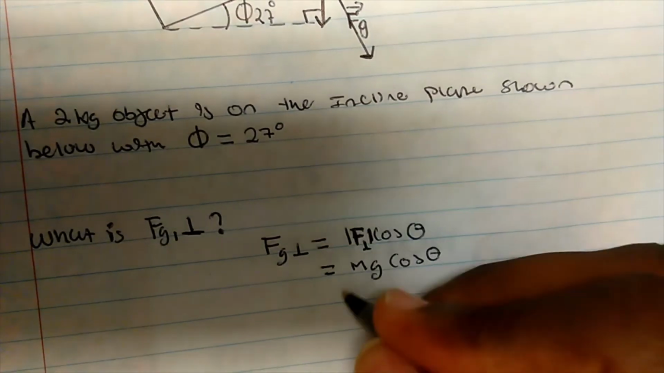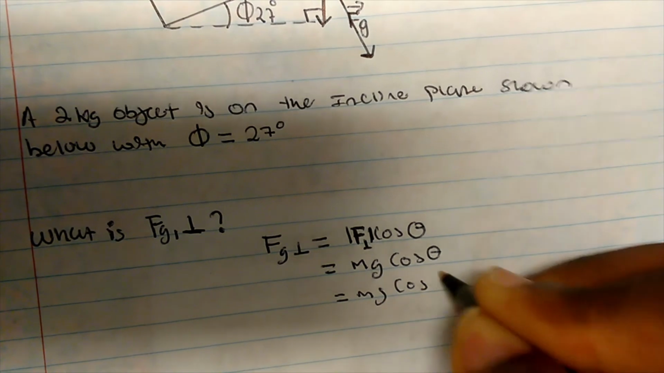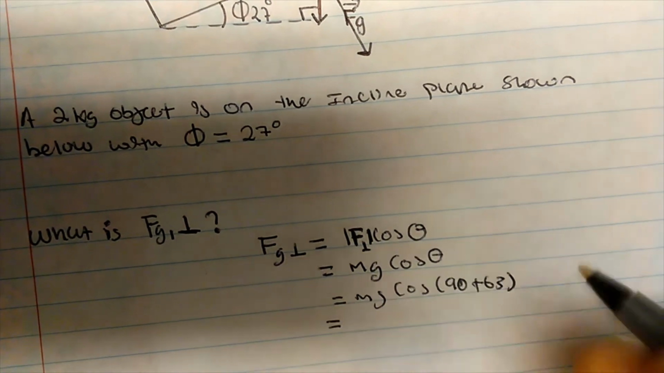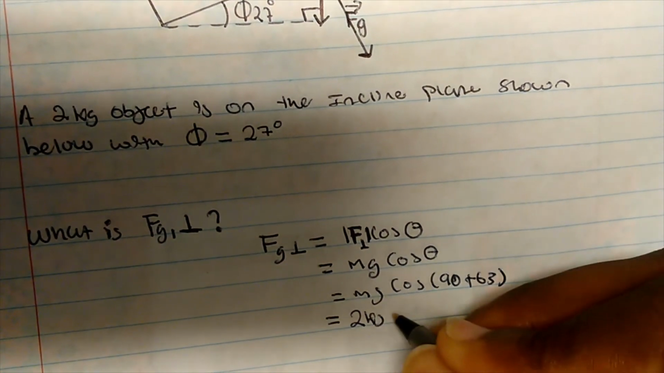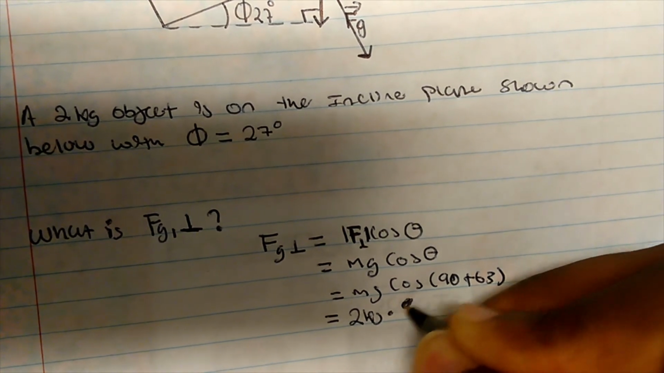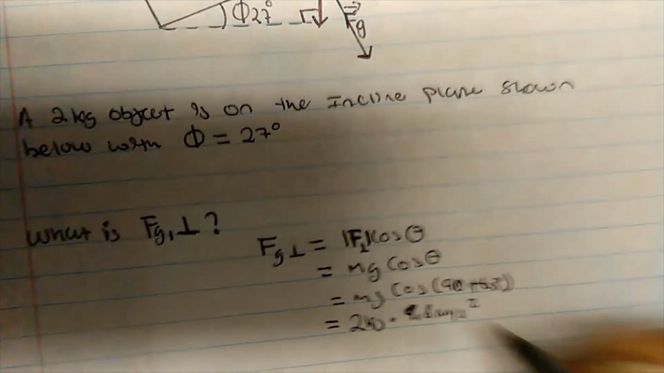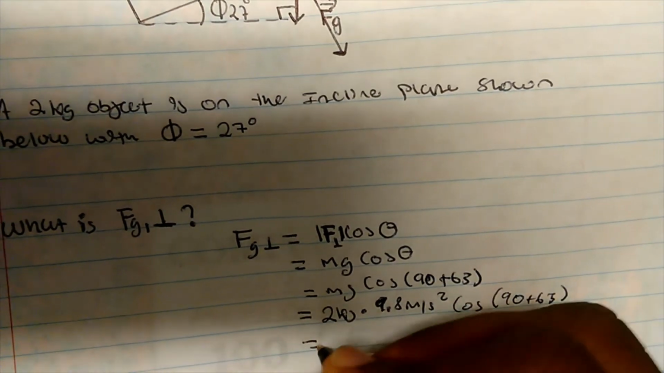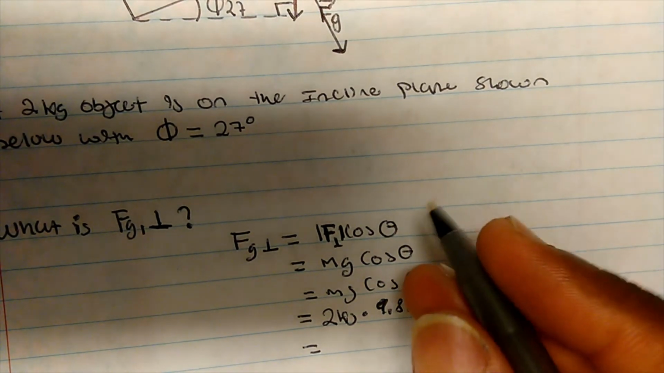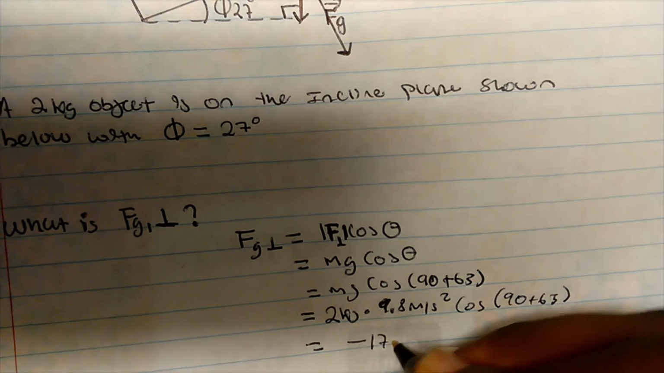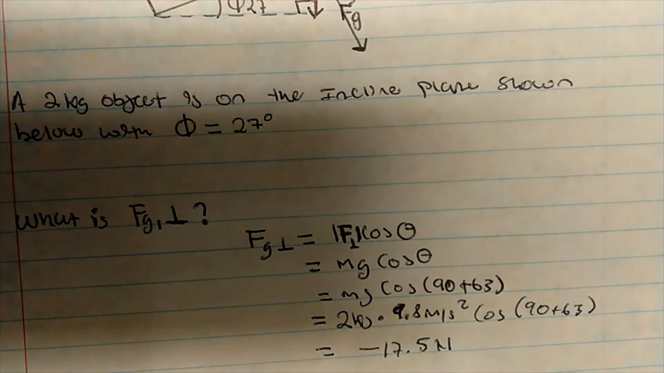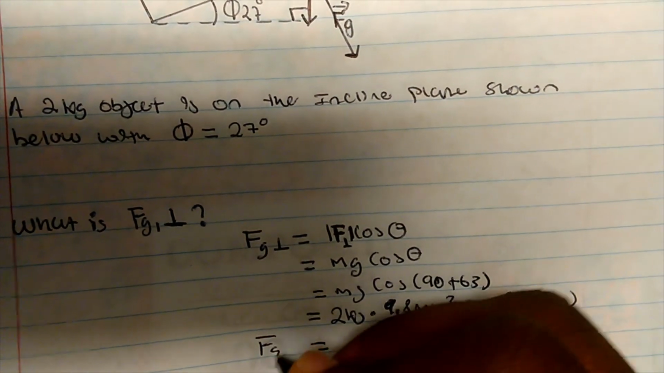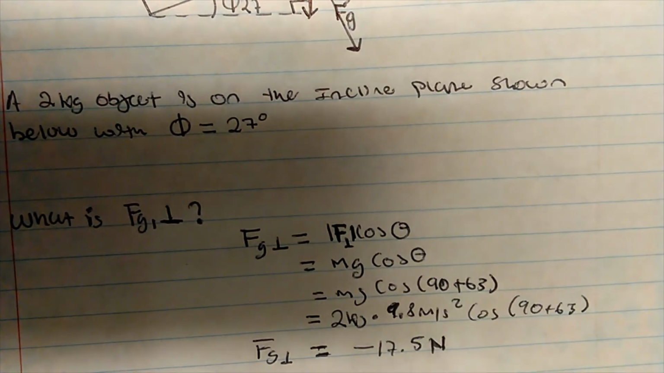And so this would be mg cosine of 90 plus 63. If we put this in our calculator, we take the mass, which is 2 kilograms, times the gravitational acceleration, which is 9.8 meters per second squared, and we take cosine of 90 plus 63. If we plug all this into our calculator, we shall get negative 17.5 newtons. And so FG perpendicular shall be negative 17.5 newtons.